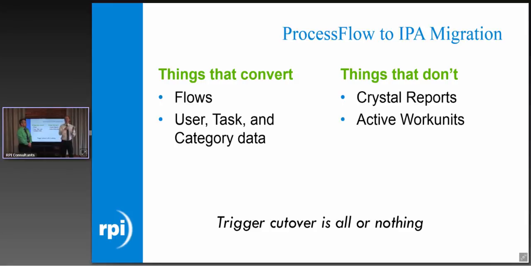So at the moment that you make that switch, new work units will fire up in IPA, but work units that you have in process over in process flow will continue there. You've got basically two strategies. You can run out the work units in process flow, running two workflow engines simultaneously. The other option is to query out what's running and reinitiate it over on the IPA side.